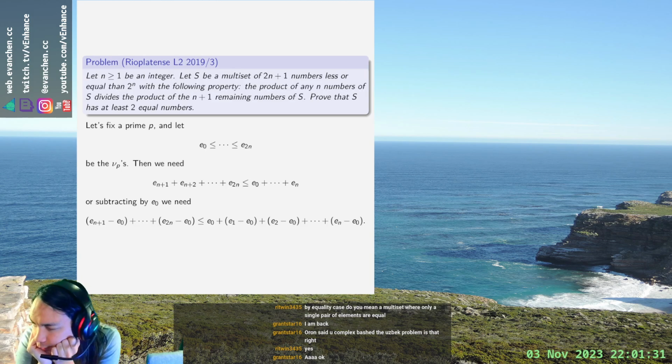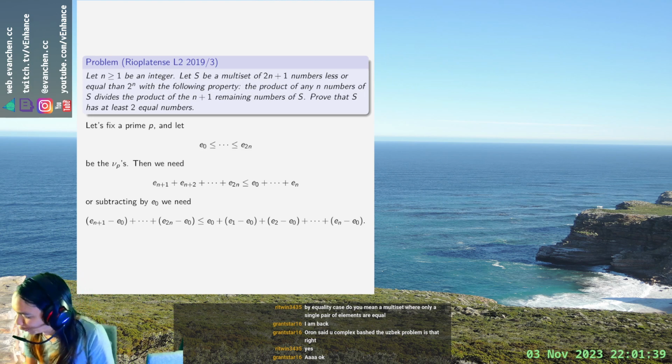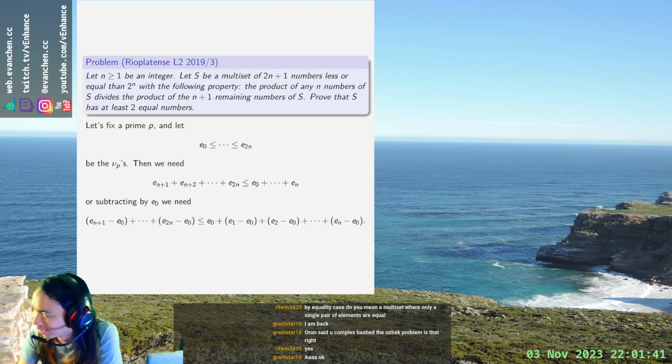Yeah, we did a complex bash. It was gross. Would not recommend. Unless you were taking the test, in which case I totally recommend it, because I don't think I would have come up with any of the other solutions. Okay, so. Fine.